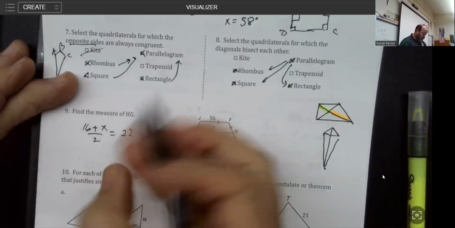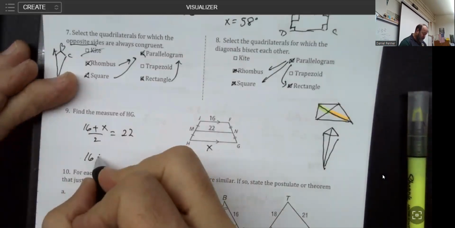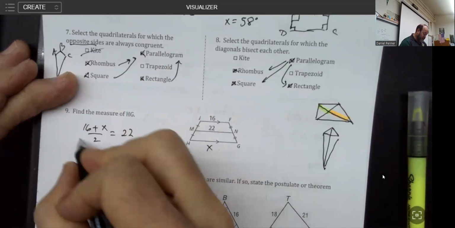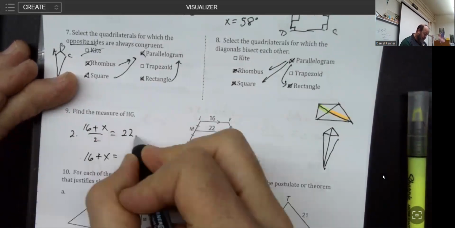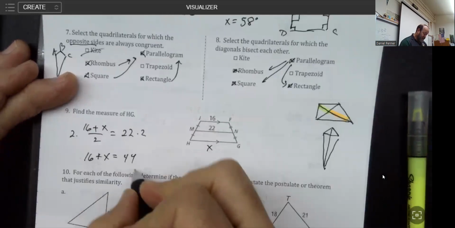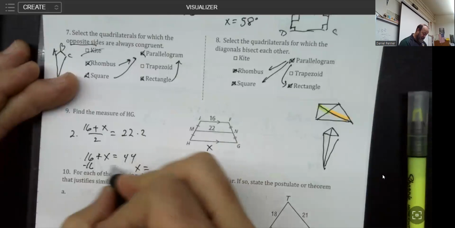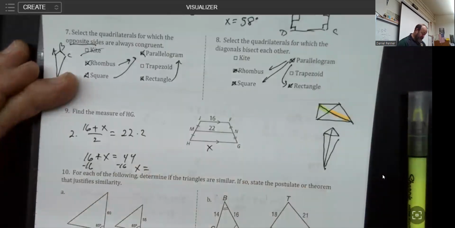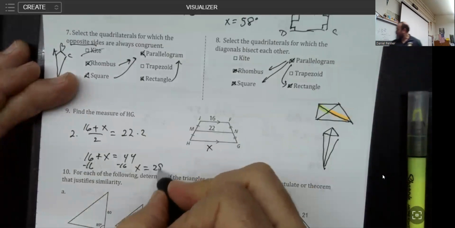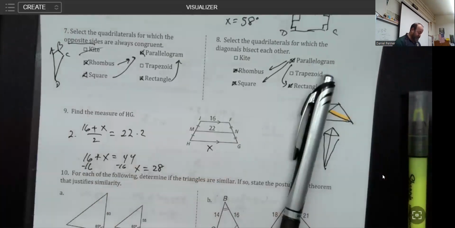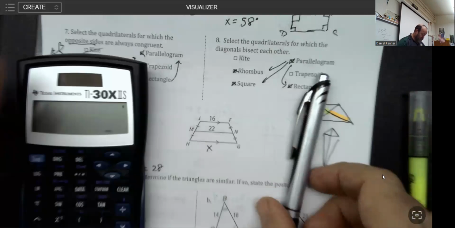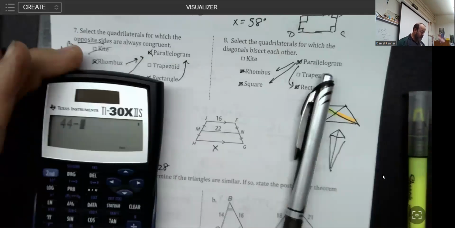And if we do a quick cross multiply, both sides by 2, we'd get 44. And therefore, x is going to be, let's see, we'll subtract 16 from both sides. And that's going to give me, I believe it's 28. Let me grab a calculator real quick and make sure I haven't done something silly there. 44 minus 16 is 28.